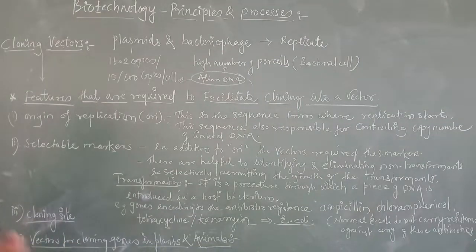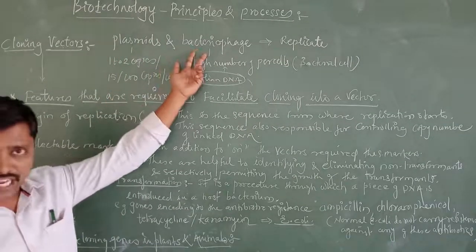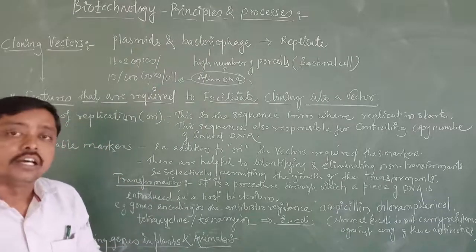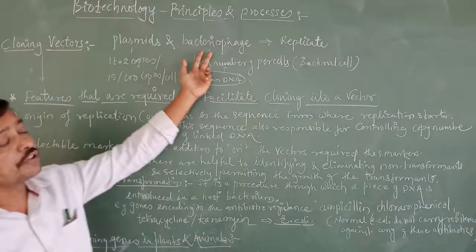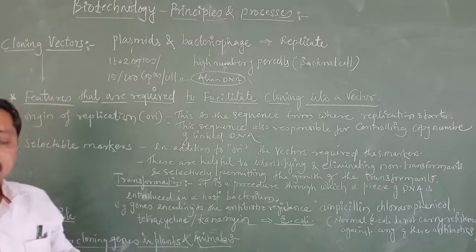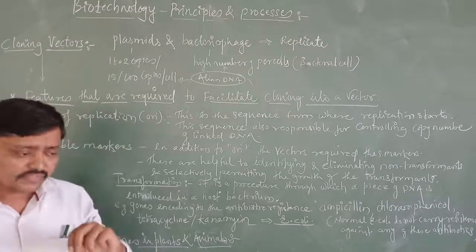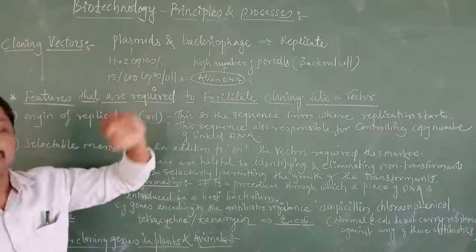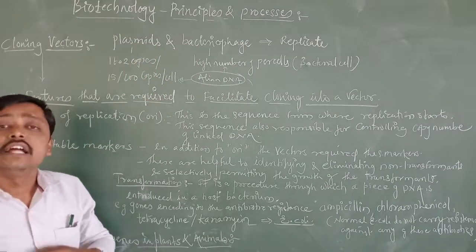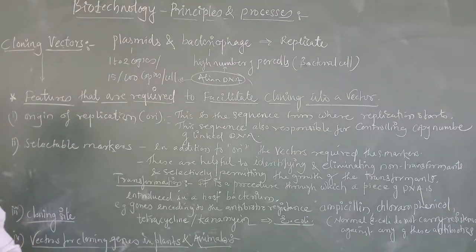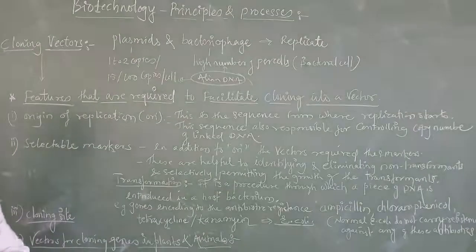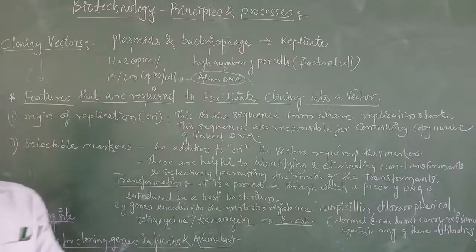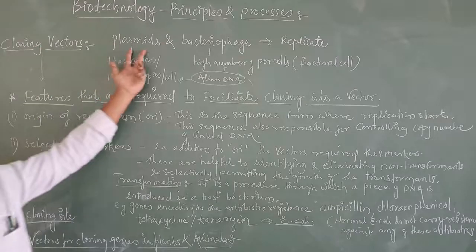When we join the alien DNA to these plasmids or bacteriophage and introduce them into the host bacterial cell, what is going to happen? The plasmid is going to replicate, the bacteriophage is going to replicate. The alien DNA that is joined to the plasmid and bacteriophage can also replicate, and you can increase the number of that alien DNA. How does the number increase? Along with the plasmid and bacteriophage per cell. Likewise, we increase the gene copies. That is why the plasmid and bacteriophage are used as cloning vectors.